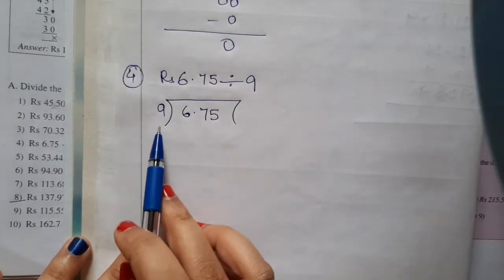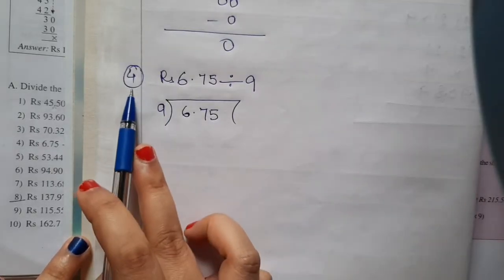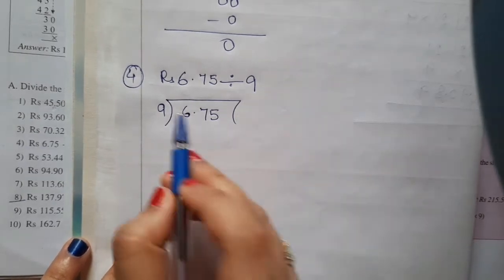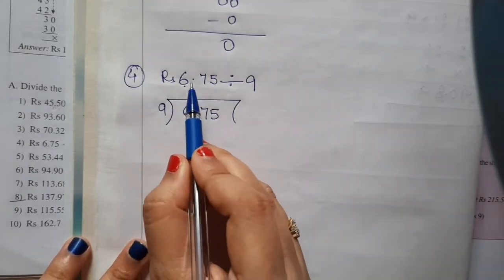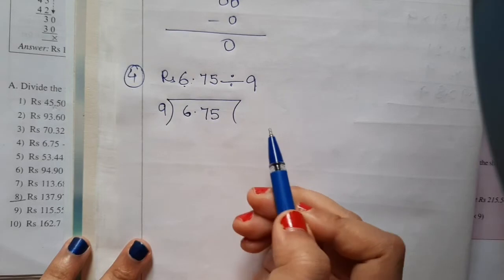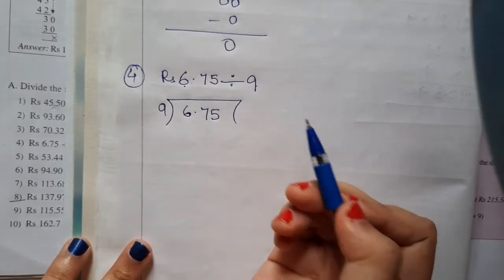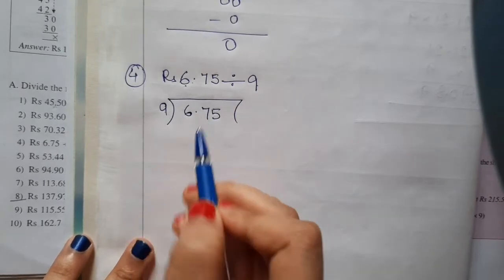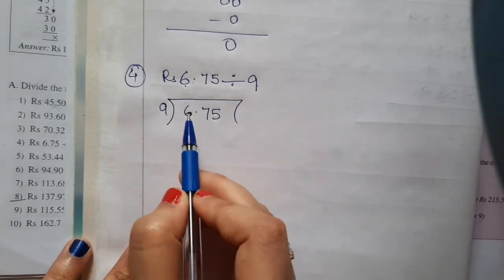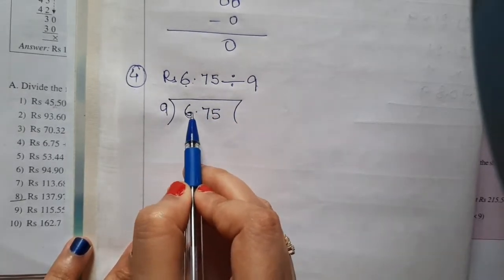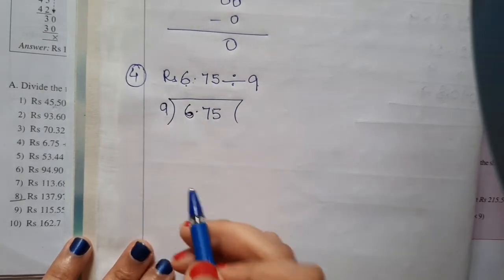So now let's do question number 9. Sorry, question number 4. Question number 4 is rupees 6.75 divided by 9. Alright, 6.75 divided by 9. Now what do we have to do? We have to first calculate a table of 9. Now you will see here that there is a 6 and there is a point here.